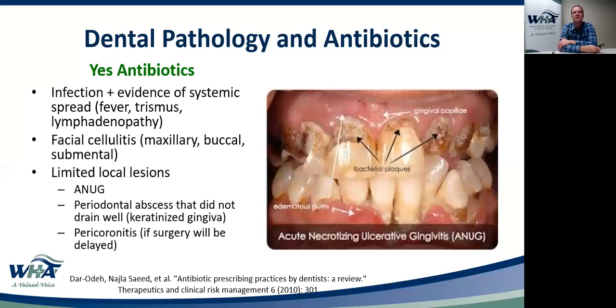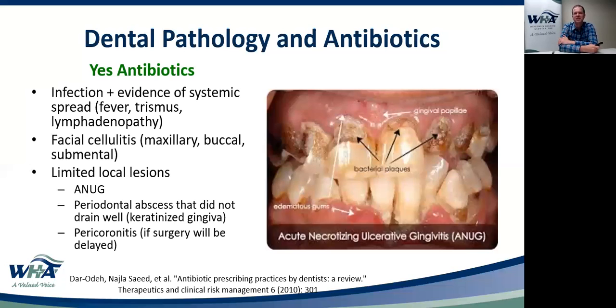The periodontal abscess that did not drain well. So that's when you're looking at the gum line, and right on the keratinized gingiva, that pink gum line, you see a juicy abscess there. You try to drain it, and instead of getting a bunch of pus out, you're just kind of getting bloody discharge, and you say, I'm not very confident that I drained that abscess. That's a time when you can use antibiotics. And then this entity, pericoronitis.